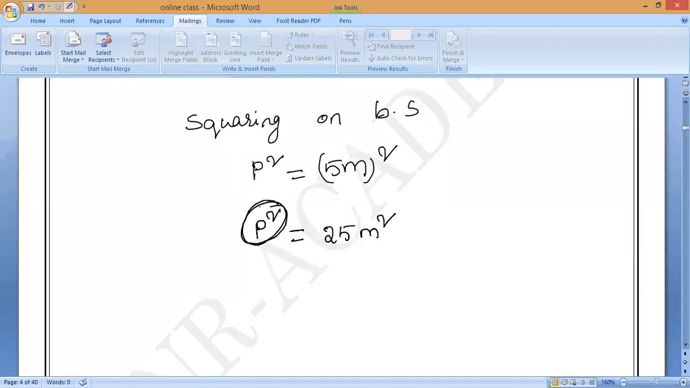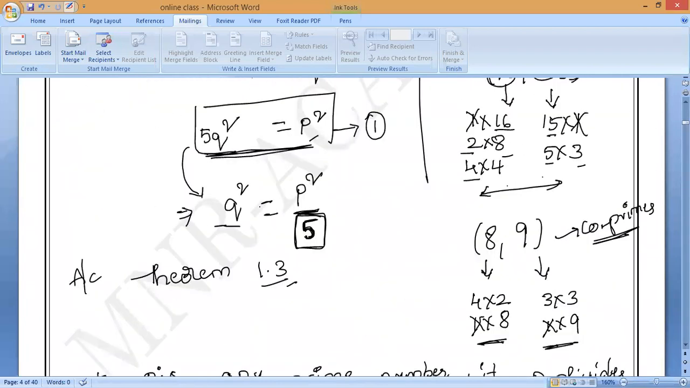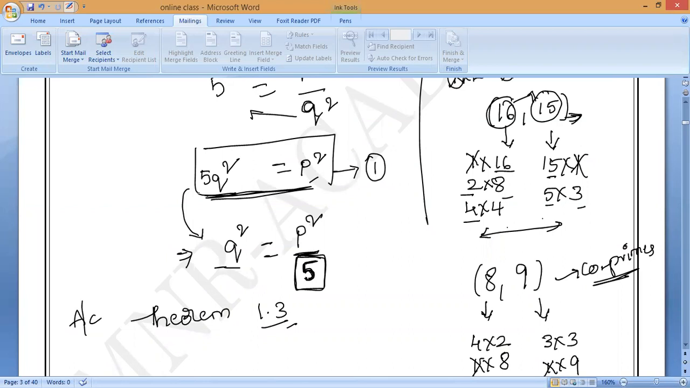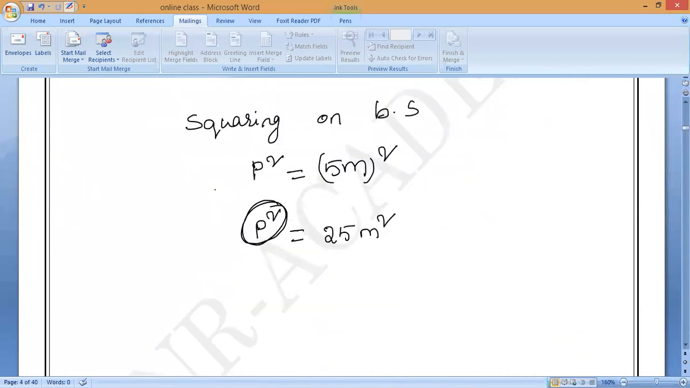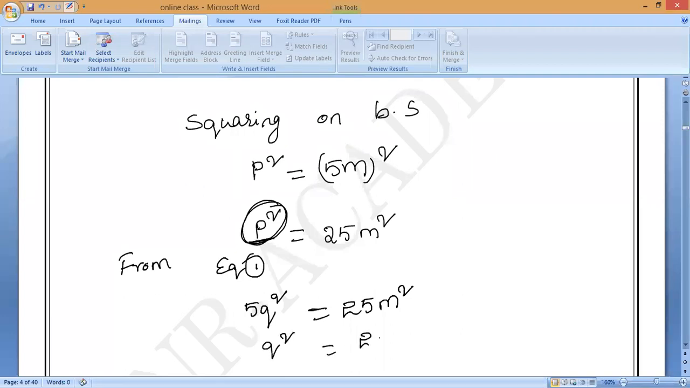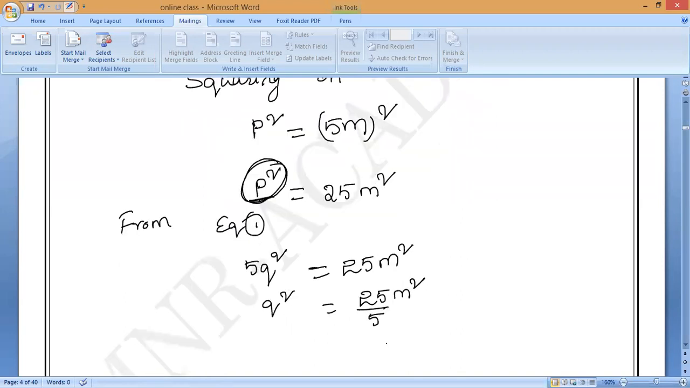See equation 1. All of you see equation 1. P square equal to 5Q square. So from equation 1, in place of P square, we can substitute 5Q square, equal to 25M square. Do you understand? So Q square equal to 25 by 5 M square. 5 how many times? Q square is equal to 5M square. Correct?